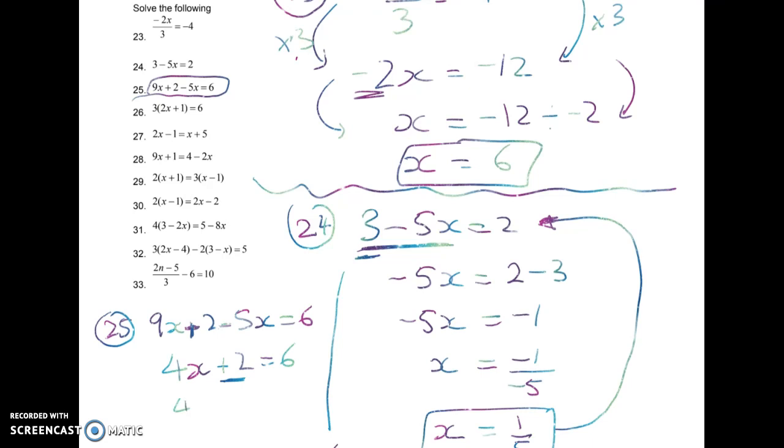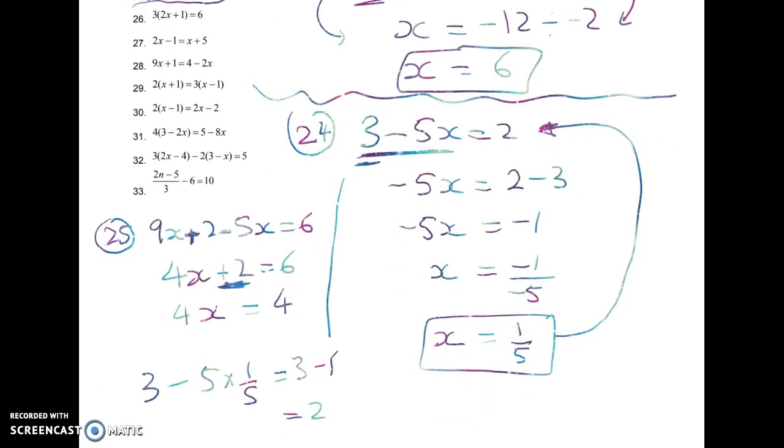Subtracting 2 now gives me 4x is equal to 4. Right, so I'm subtracting 2 from both sides. Oops, I've still got the leftover bit down there. And what does that give me? Well, now I've got 4 times the number is 4, so we divide both sides by 4, and we get x equals 1. Okay, number 26.